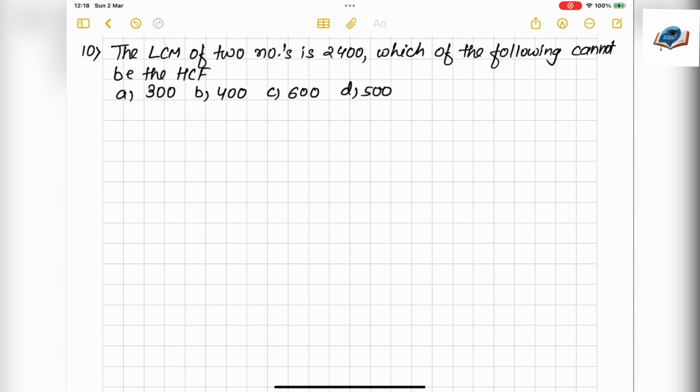10th question says the LCM of two numbers is 2400. Which of the following cannot be the HCF? See, here by seeing only I can say okay, 500 will be the answer which won't be there. The reason for that is if you see carefully 2400 will be divisible by 300, 400 and 600. So only with 500 it won't get fully divided. So that is my answer which cannot come.